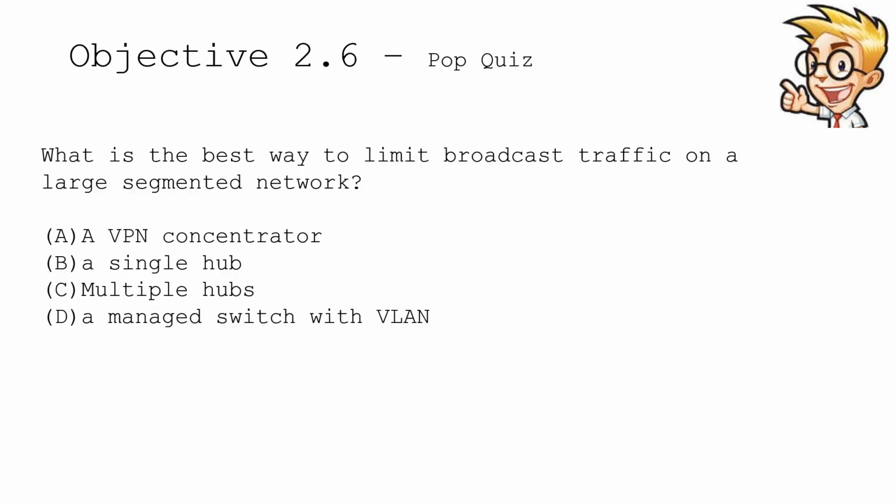Okay, this is the end of Objective 2.6. Here's a pop quiz. What is the best way to limit broadcast traffic on a large segmented network? A VPN concentrator, a single hub, multiple hubs, or a managed switch with VLAN?